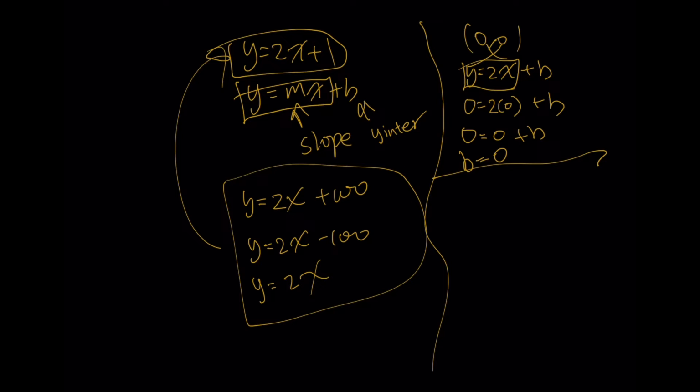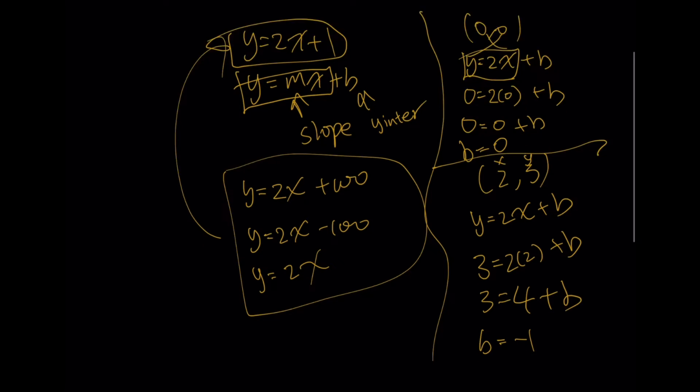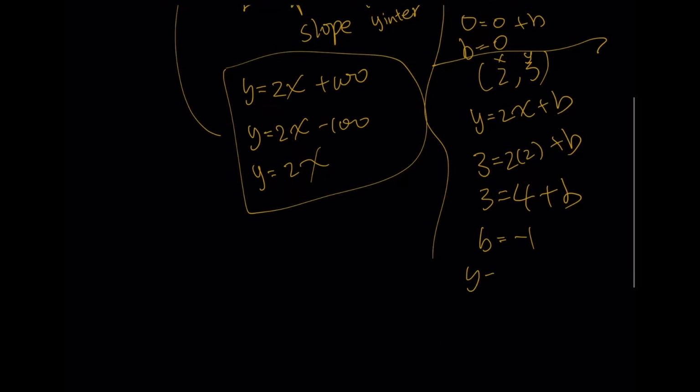Now we can try again. Let's say it has to pass through the point 2, 3. So y = 2x + b again, with y = 3 and x = 2. So 3 = 2 times 2 + b, that is 3 = 4 + b. b has to be negative 1, so our new equation will be y = 2x - 1.